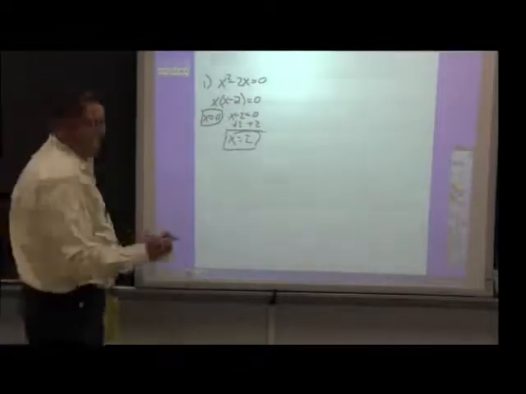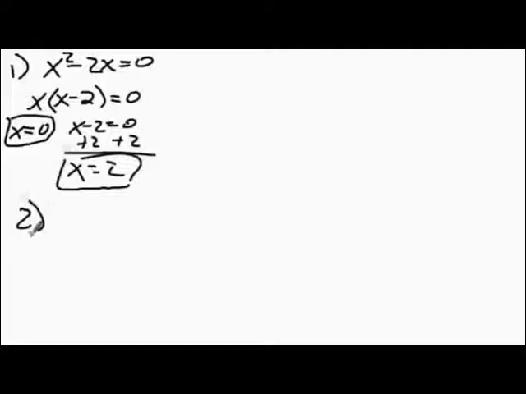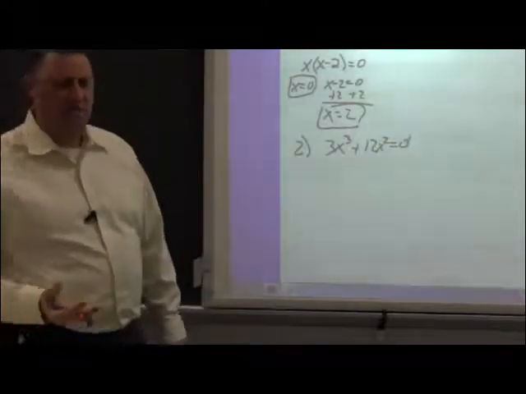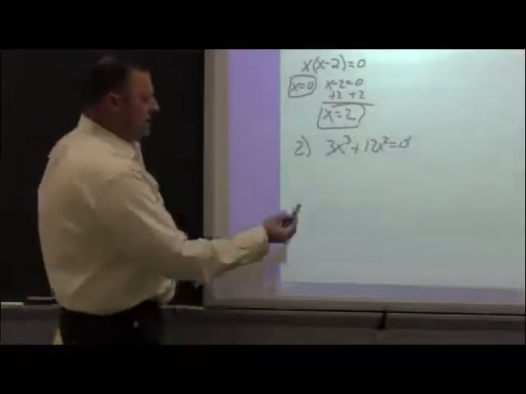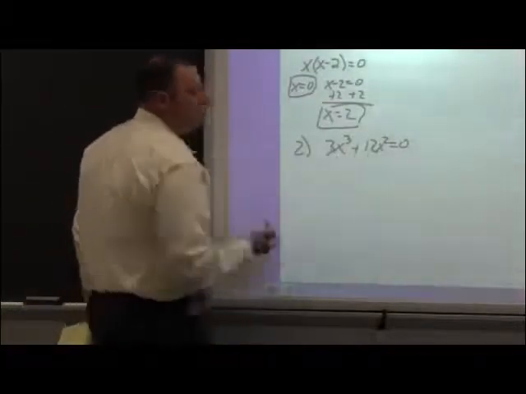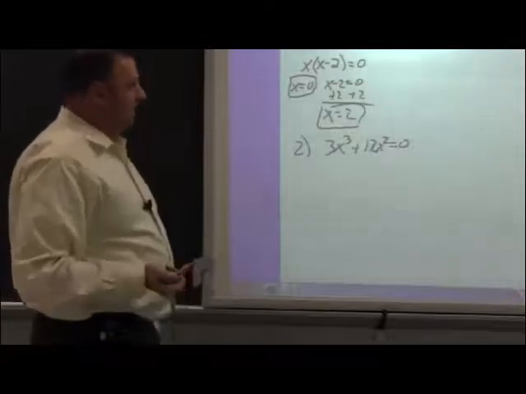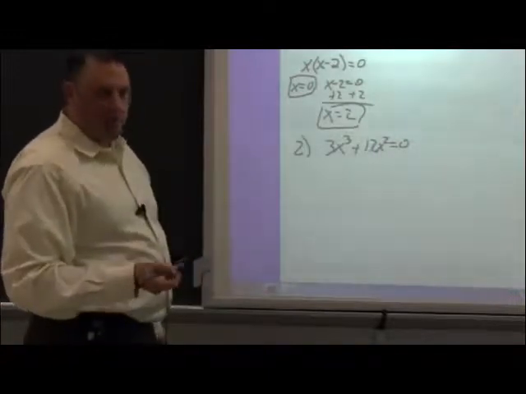Let's take a look at another one. 3x cubed plus 12x squared equals 0. Now we've got numbers in front of the x's. 3 and 12. Those are called coefficients, numbers in front of the variables. What is the biggest number that goes into 3 and 12? Well, that would be 3.